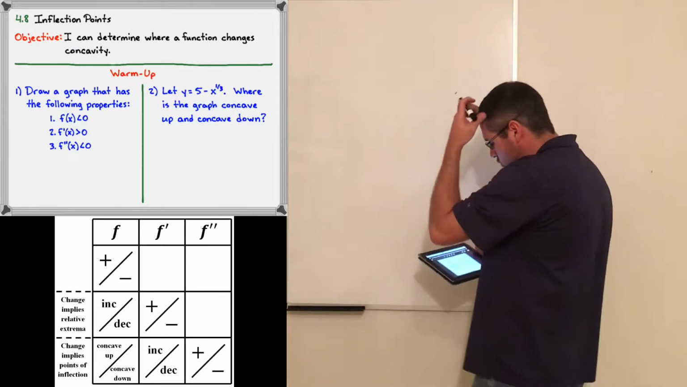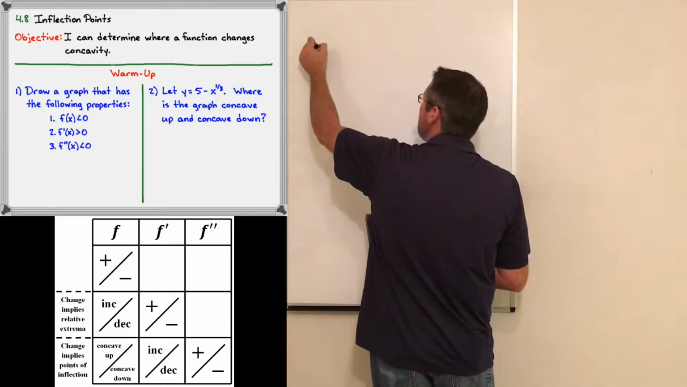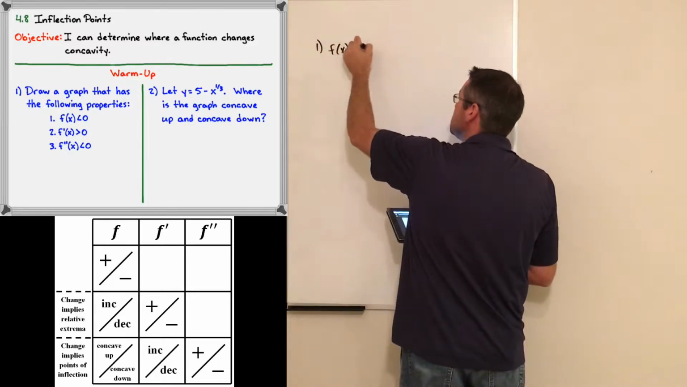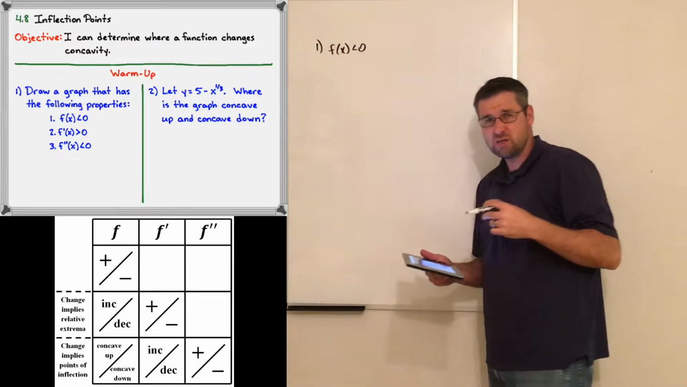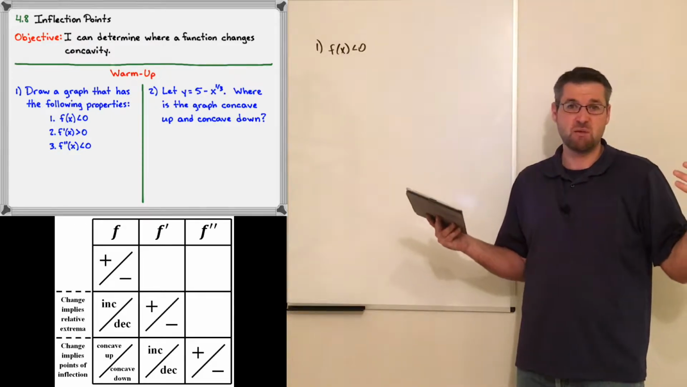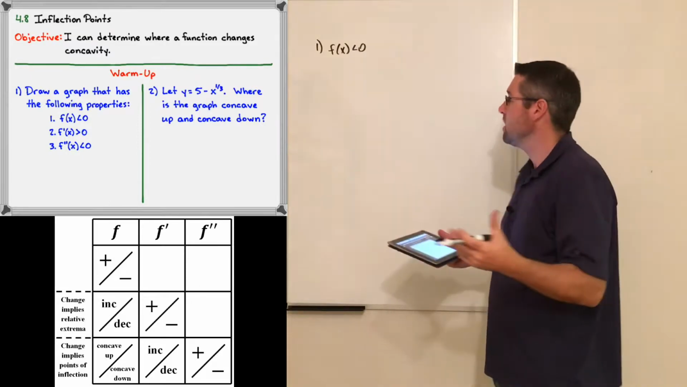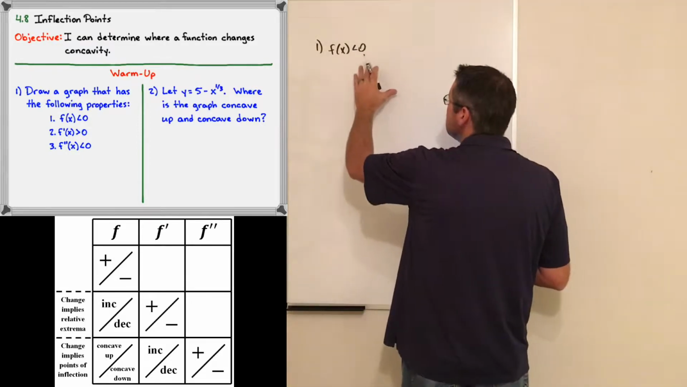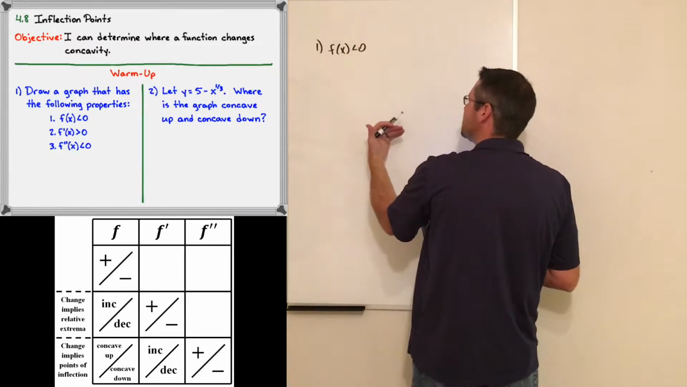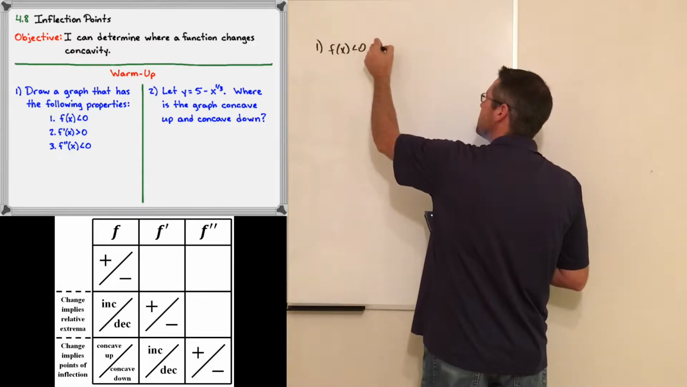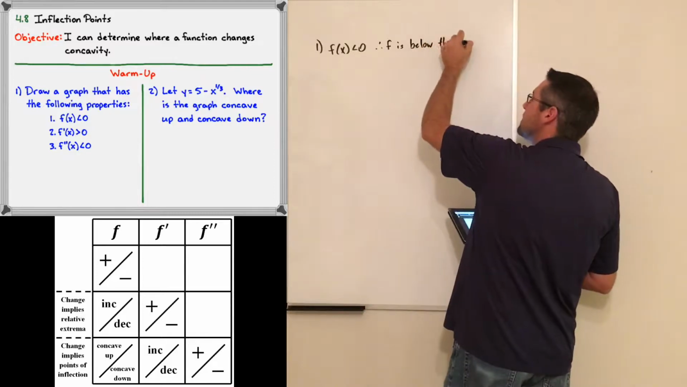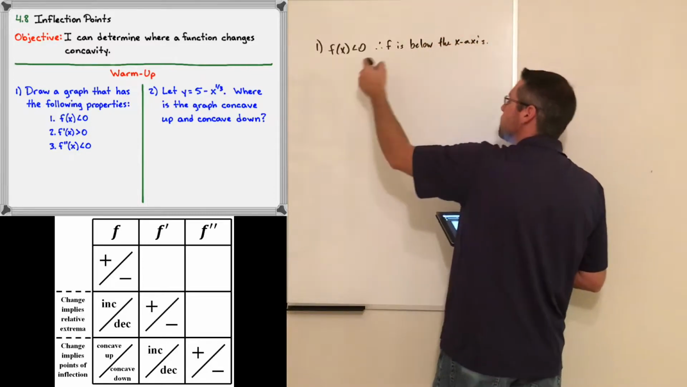Number one, it says draw a graph that has the following properties. So I want to go ahead and write this out. First, f of x is less than 0. Now, we talked about the other day the difference between a function being positive and a function increasing. F of x is less than 0 means that the function is below the x-axis. So I'm just going to put in parentheses, therefore f is below the x-axis. Okay, so that's what this tells me.